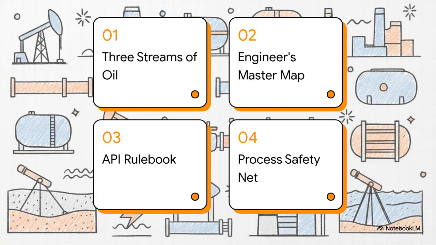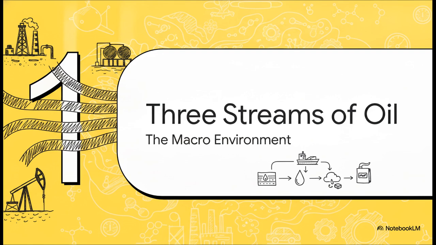Okay, let's dive into this crash course syllabus. We're looking at four foundational pillars today. First up, the three streams of oil. Then, the engineer's master map. After that, the API engineering rulebook. And we'll wrap up with the process safety net. All right, starting right off with section 1, the three streams of oil, navigating the industry's massive macro environment.